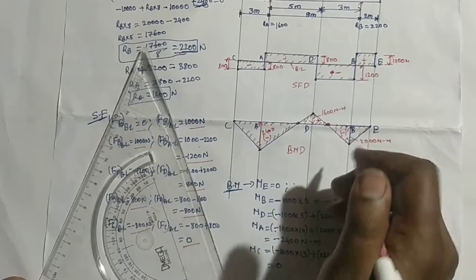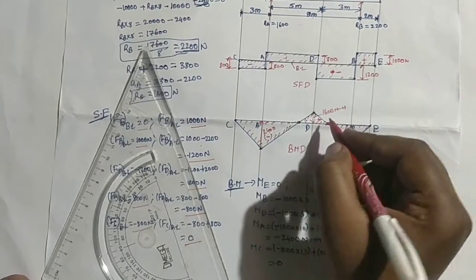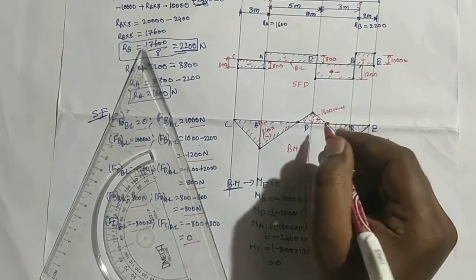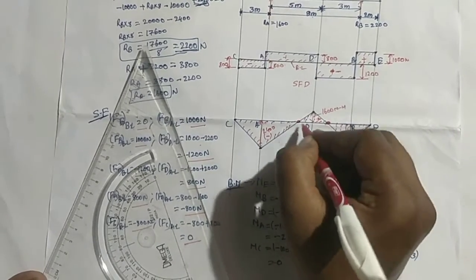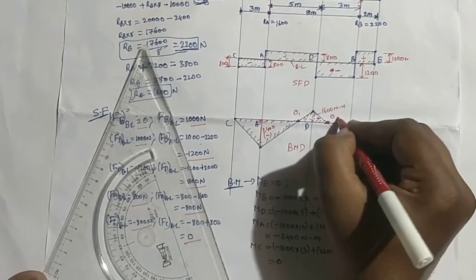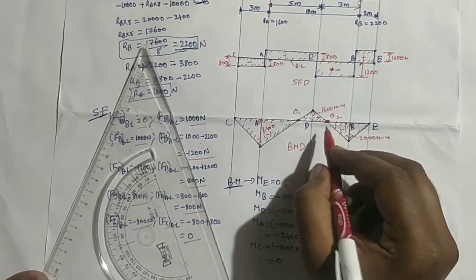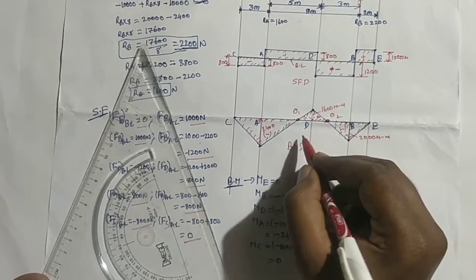At that point, it touches the axis. At this point, the bending moment is 0. Where the bending moment is 0, that point is known as the point of contraflexure. At 2 points, the bending moment is 0. They are O1 and O2. I am taking O1 and O2 so that we can calculate the location of the points of contraflexure.